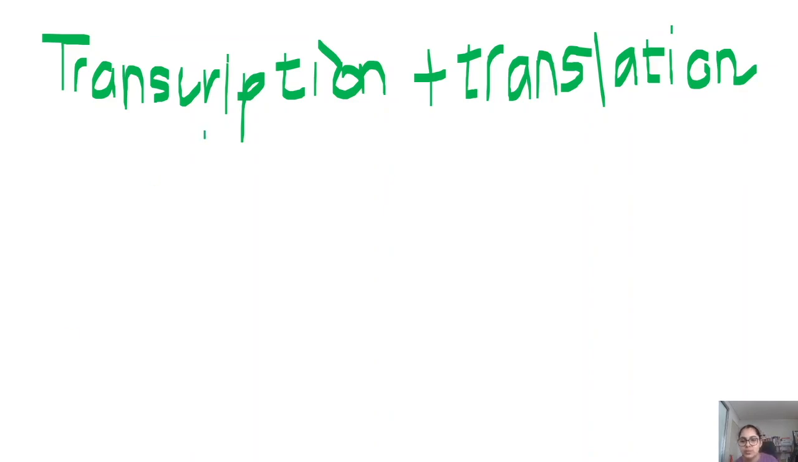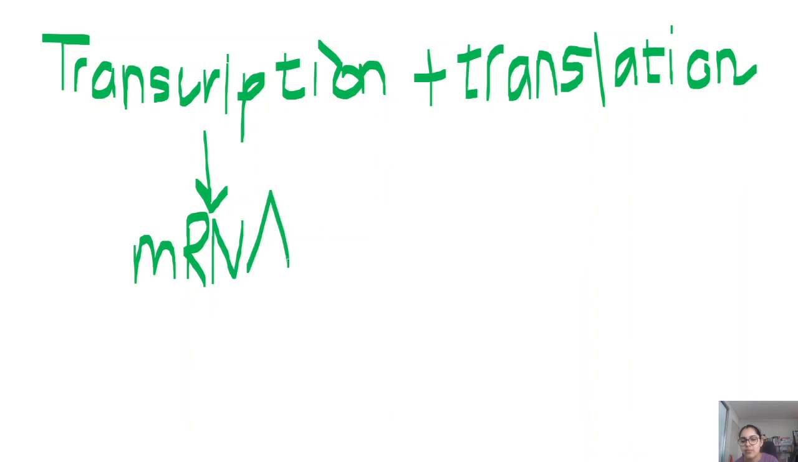In transcription, we use mRNA. So mRNA is the one that's going to go to the DNA and it's going to copy over from the DNA. So this is the guy who's going to go from computer to paper.